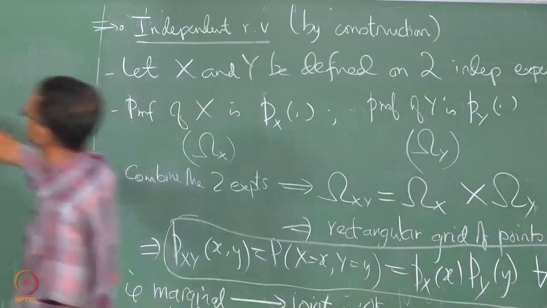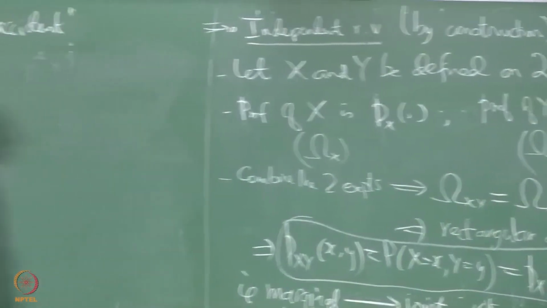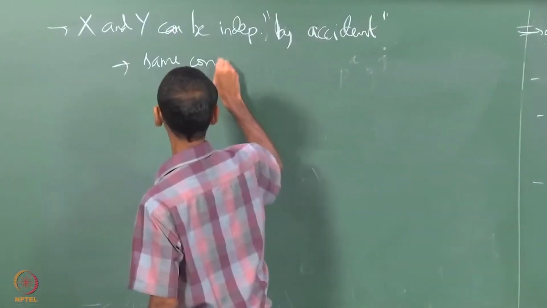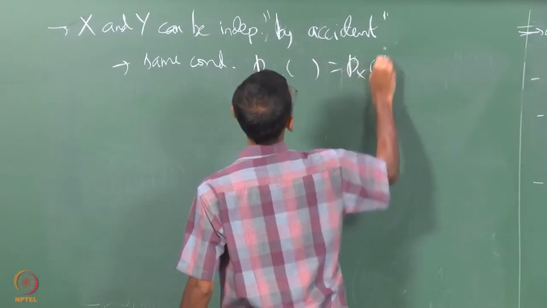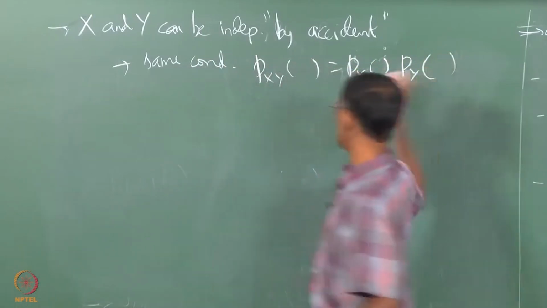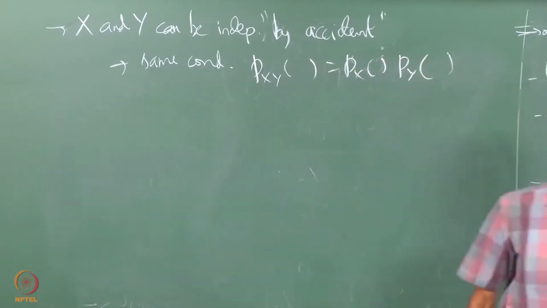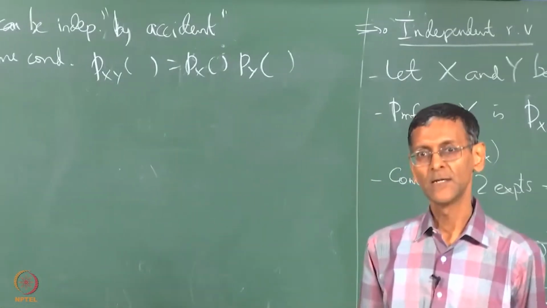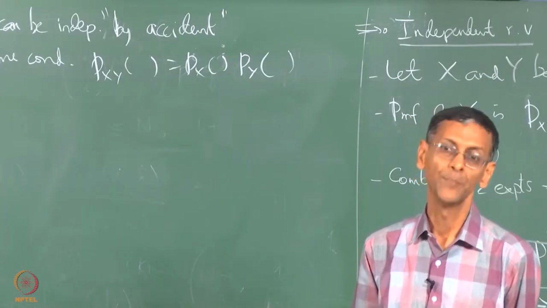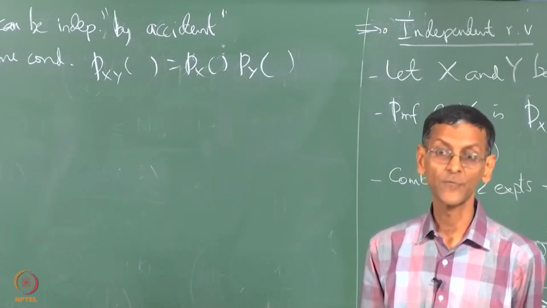So what happens here? Same condition, namely Pxy equal to Px Py. I am not writing the arguments because I have already written it out here. Main thing is that the condition should hold for all points in omega xy. The maths is the same. How you get it is different.